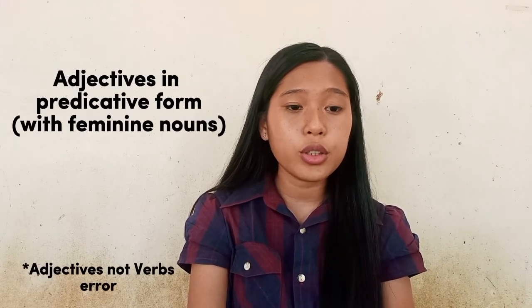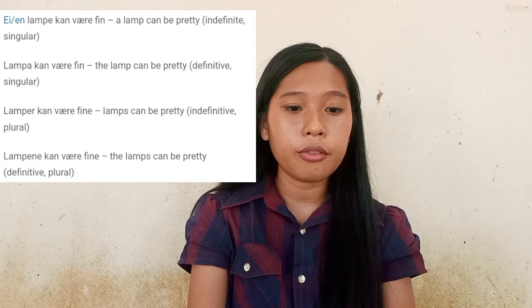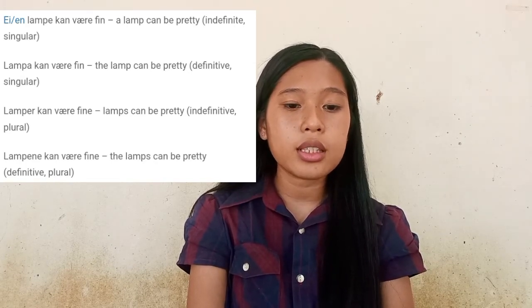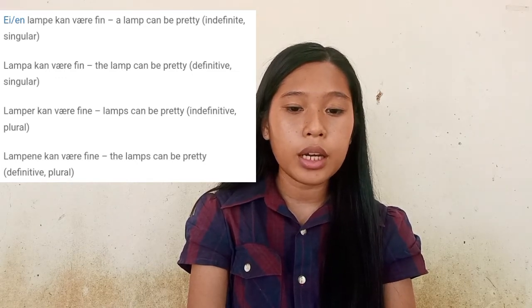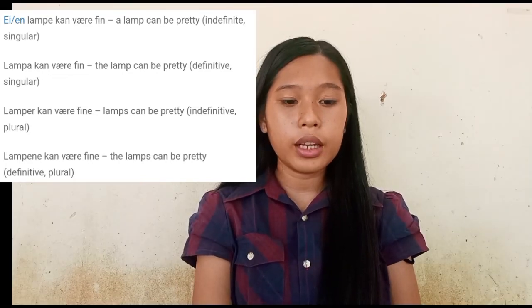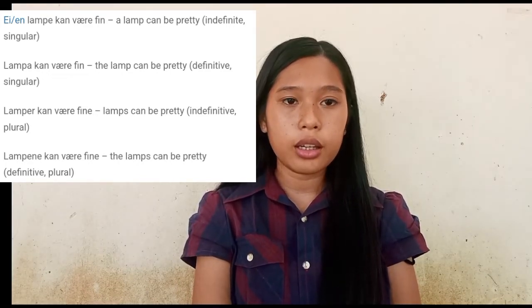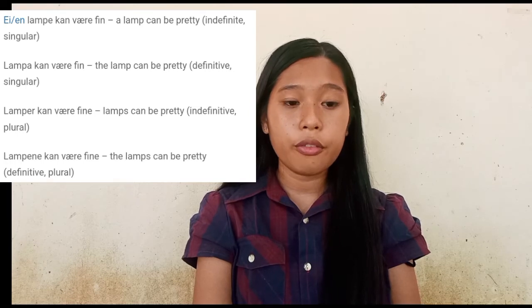Next is the Norwegian adjectives in predicative form, which have feminine nouns. "En lampe kan være fin." A lamp can be pretty. Indefinite singular. "Lampa kan være fin." The lamp can be pretty. Definite singular. "Lamper kan være fine." Lamps can be pretty. Indefinite plural. "Lampene kan være fine." The lamps can be pretty. Definite plural.